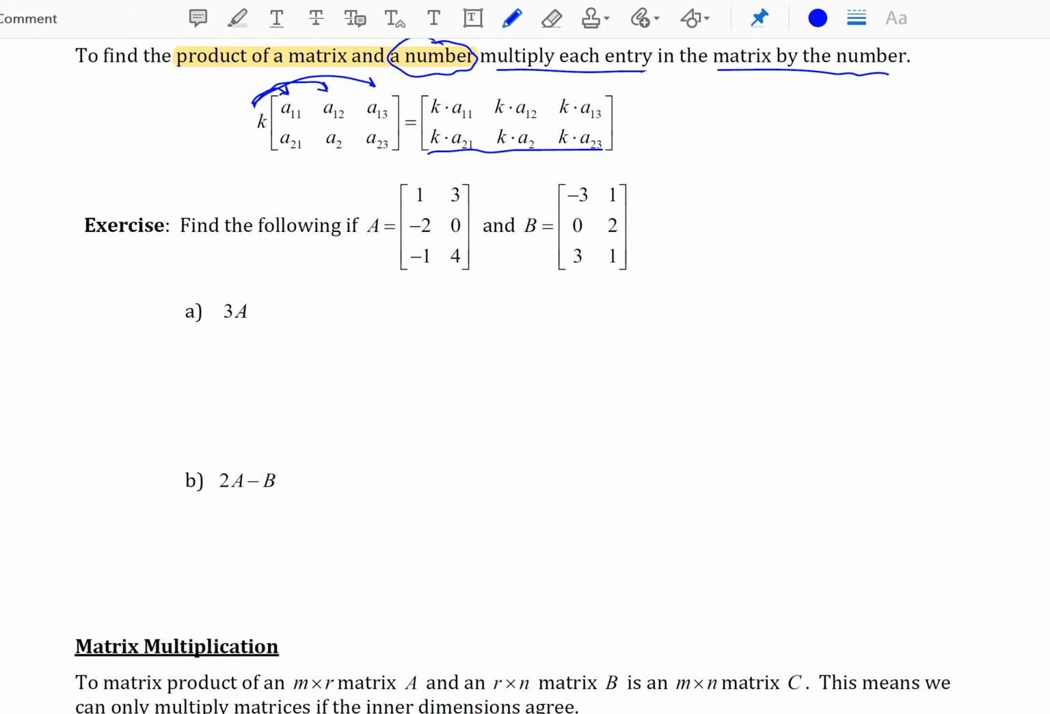So let's find the following. If A is this 3 by 2 matrix, and get used to thinking about the size of matrices, 3 rows, 2 columns, then what would 3 times A be? So multiply each entry by 3. This would be 3A.